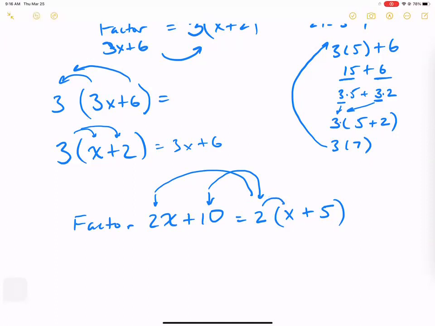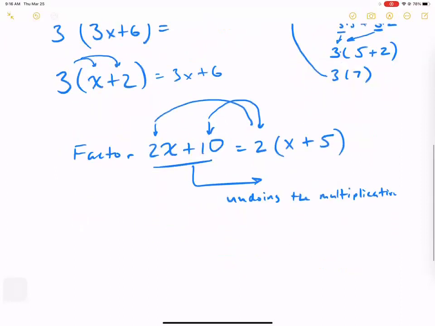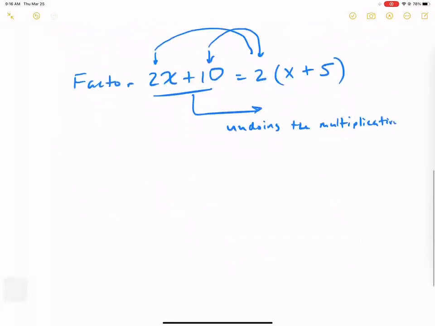So the idea here is we're taking this answer and we're undoing the multiplication. Undoing the multiplication. Okay, undoing the multiplication. That's the idea here. That's a big idea, and that can be done in a lot of different techniques, because not all problems are going to be super obvious like this. Okay, let's try another one.